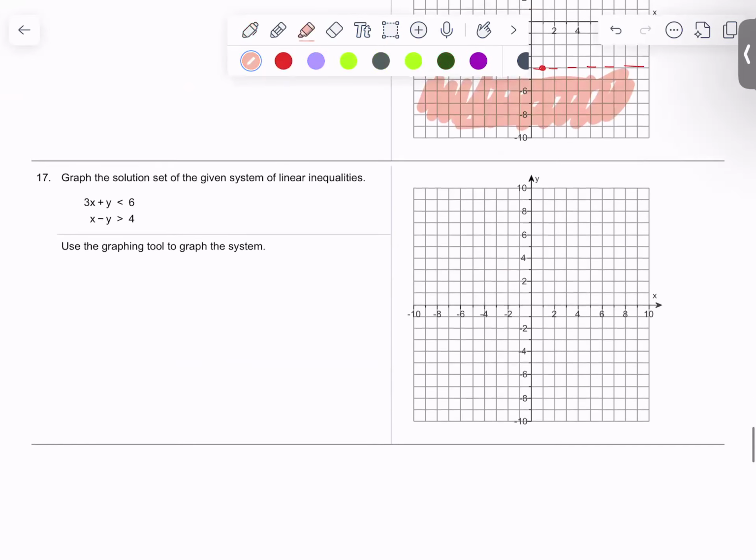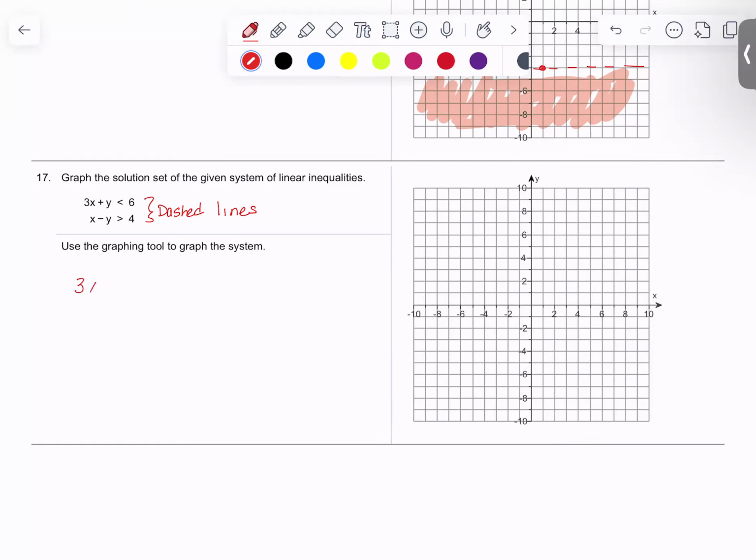Okay, we're going to graph a solution set. So we're going to graph both of these inequalities, and we're going to look where the two inequality shaded regions overlap. That's what we're going to look for. So let's graph that first one. It looks like both of these are going to be dashed lines. They're going to be dashed lines because we have less than and we have greater than. We don't have equality. So we're going to graph both of these as dashed lines.